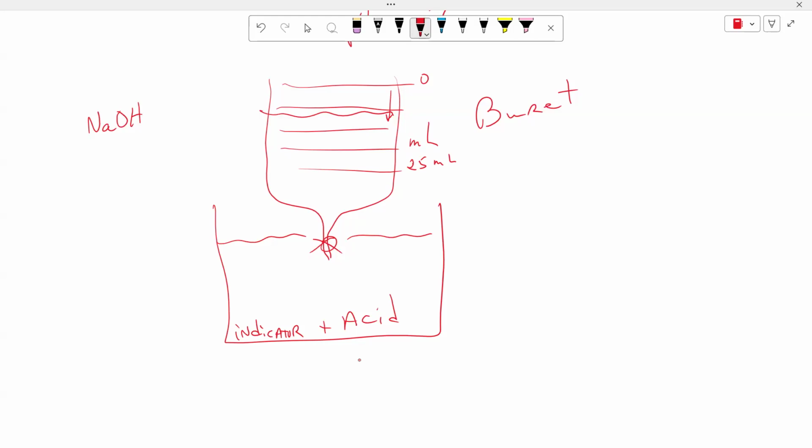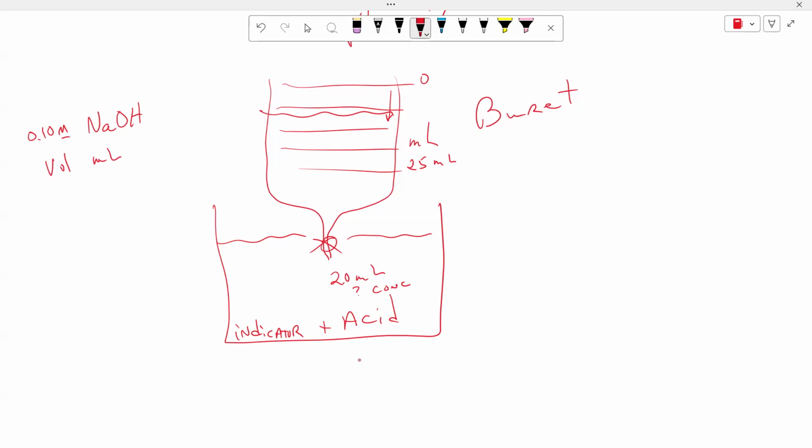Okay, so we're going to put a known volume of acid in there, like I think it's 20 mils. And then we don't know the concentration. Up here, we know the concentration. Let's say it's 0.1 molar. And then when we go drop, drop, drop, drop, and it turns pink, we stop. Now we know the volume in milliliters.